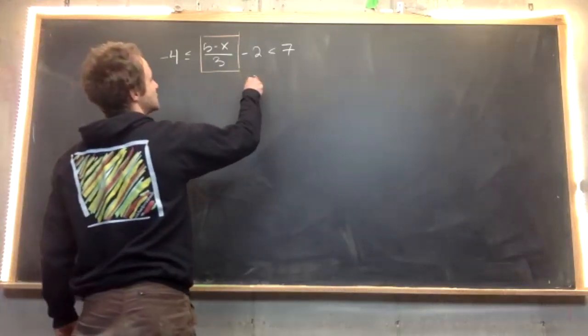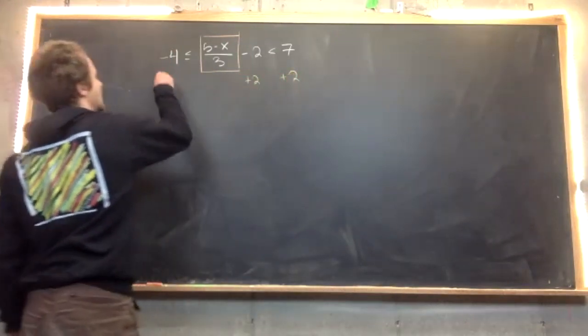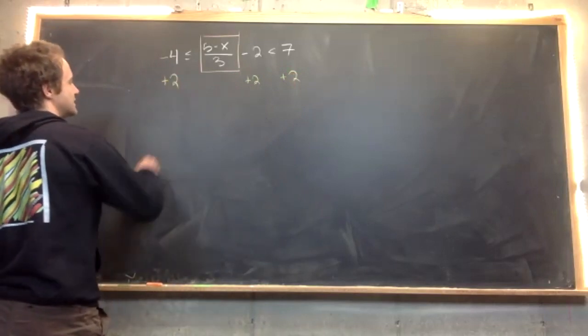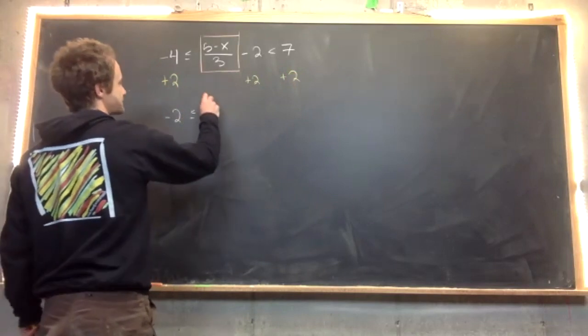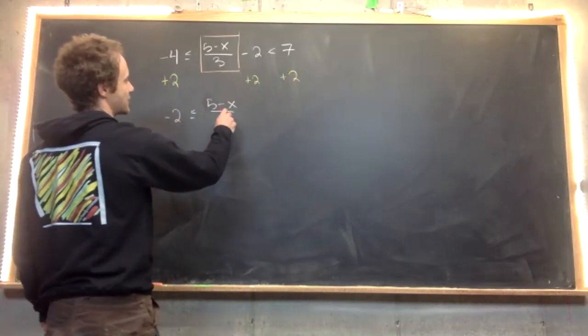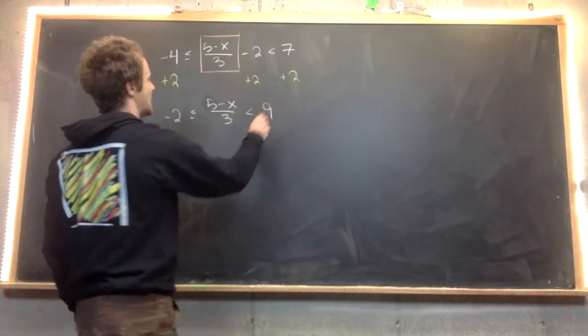So we can add 2 to all sides of this inequality. That's going to leave us with a -2 over here. And then we have 5 minus x over 3 in the middle. And then we have a 9 over here.